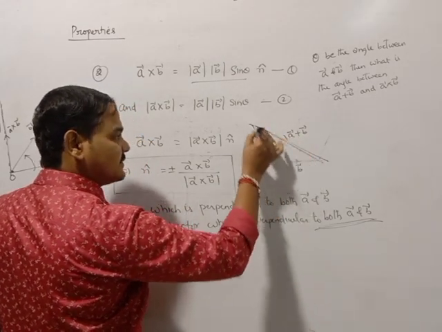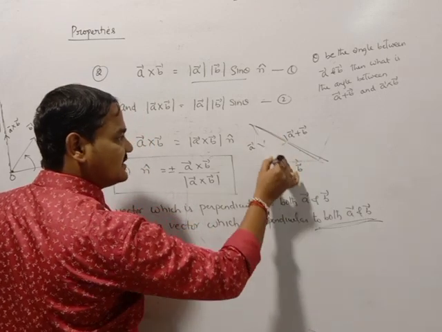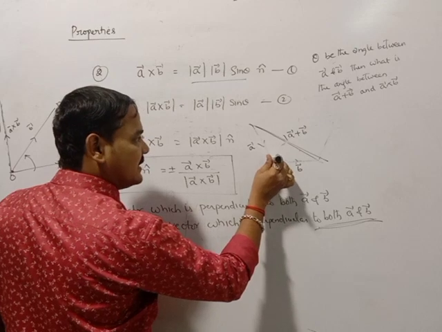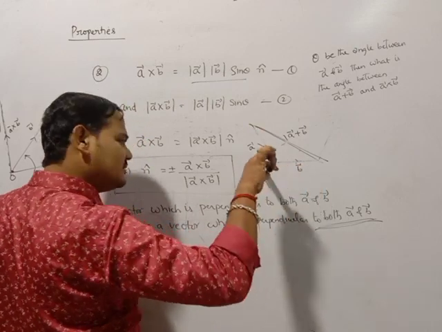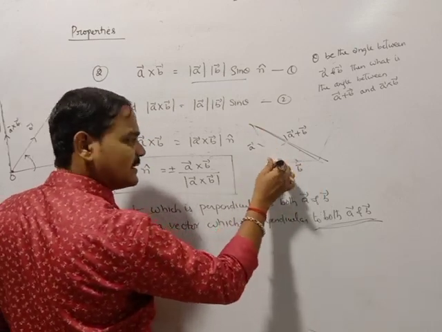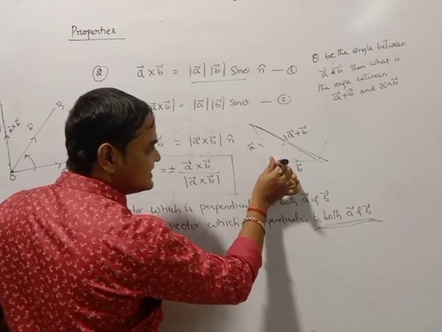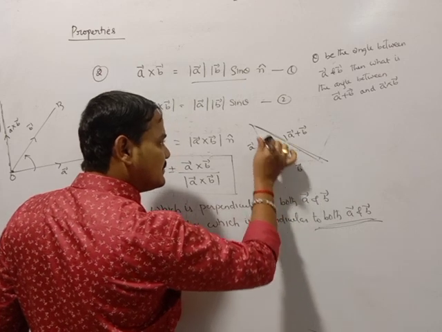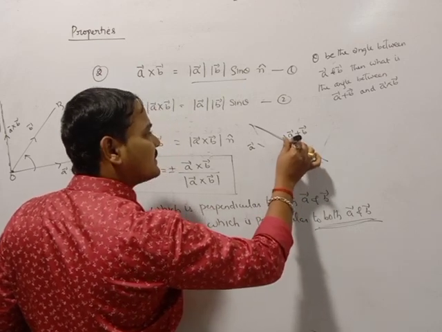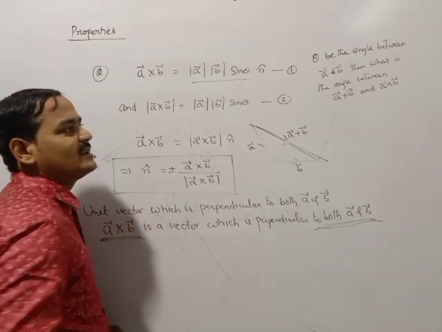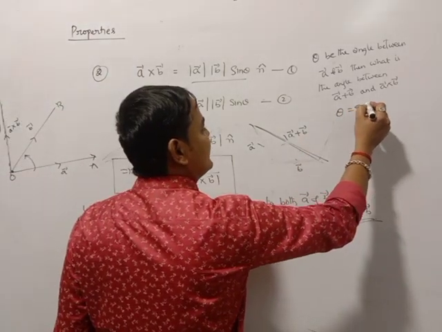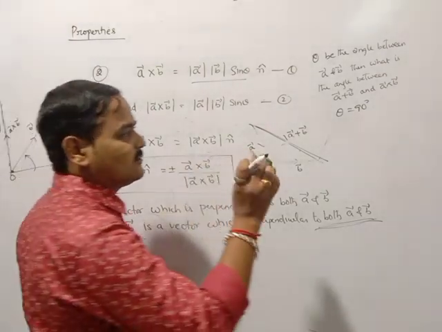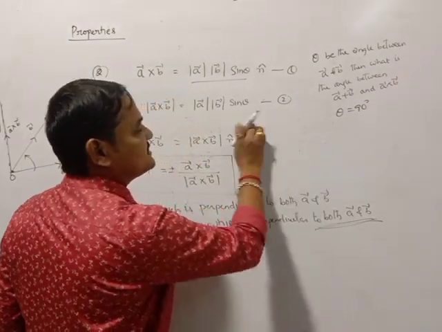See from the diagram on the board. This is the A bar cross B bar, perpendicular, going inside or in any direction, but it must be perpendicular. It is perpendicular to here and perpendicular to here. Since it is perpendicular to both, automatically it is perpendicular to A bar plus B bar also. So finally the angle theta is equal to 90 degrees. Simple, without writing anything, you can go for this simplification.